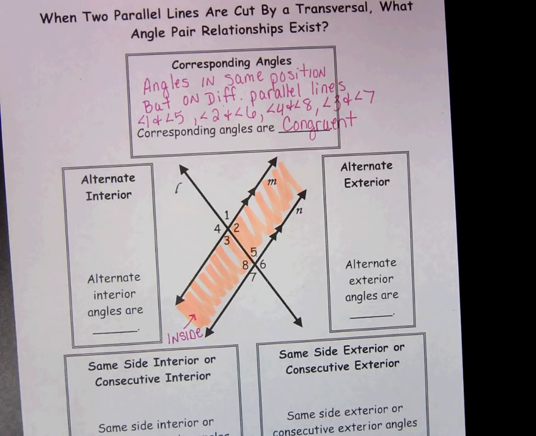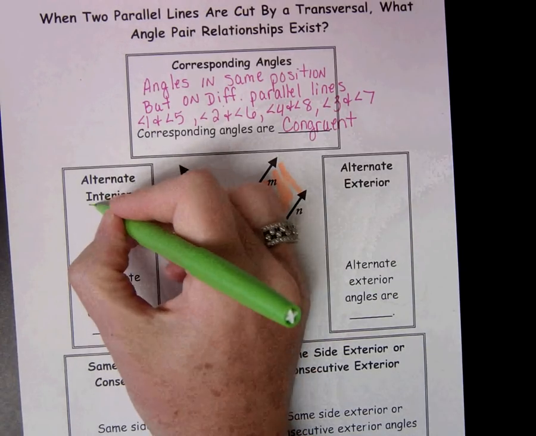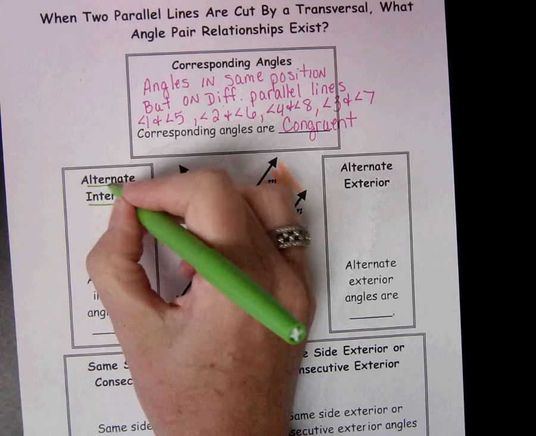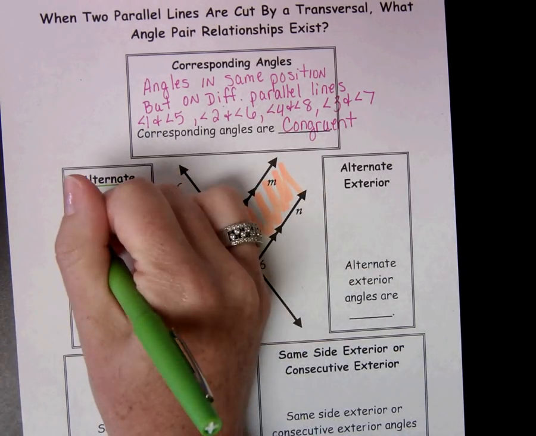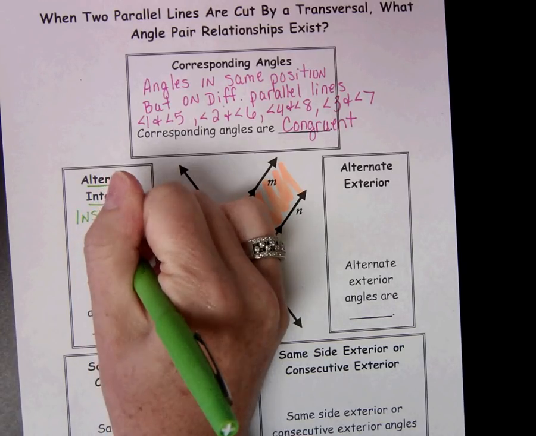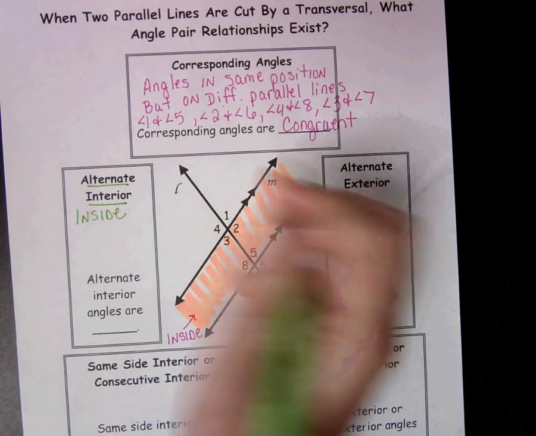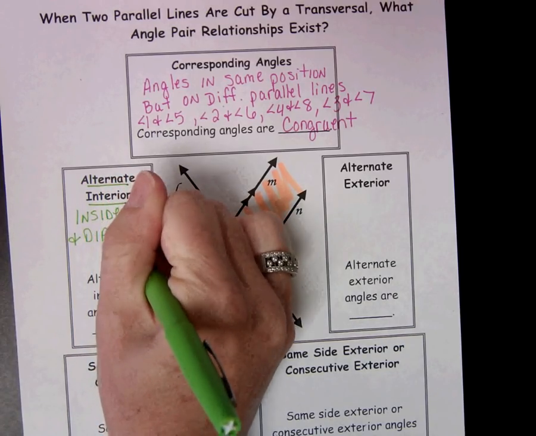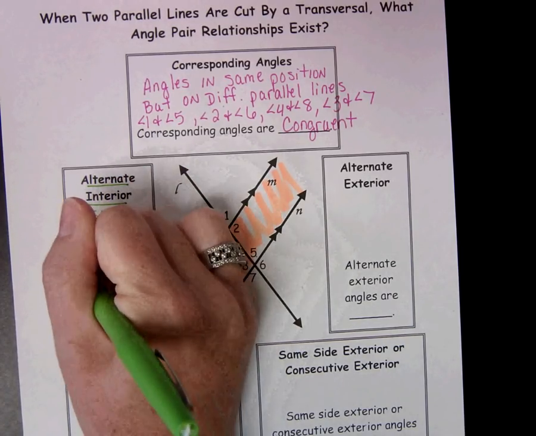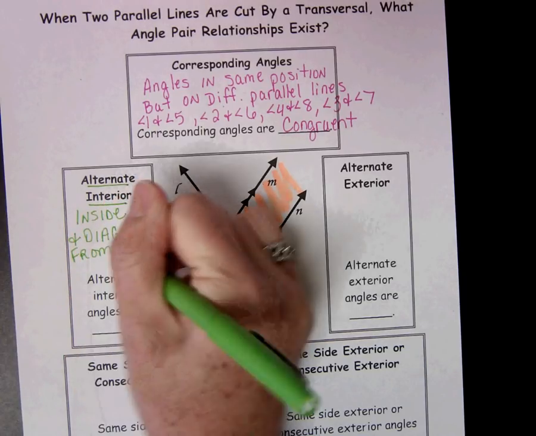The next type of angles are alternate interior angles. So the key word is interior and, of course, alternate. So alternate means it's going to be opposite. They are inside the parallel lines and diagonal from one another. They're diagonal from each other.